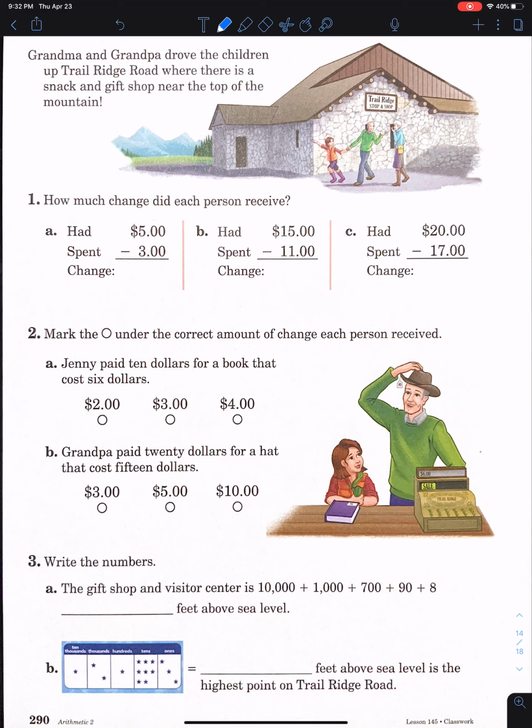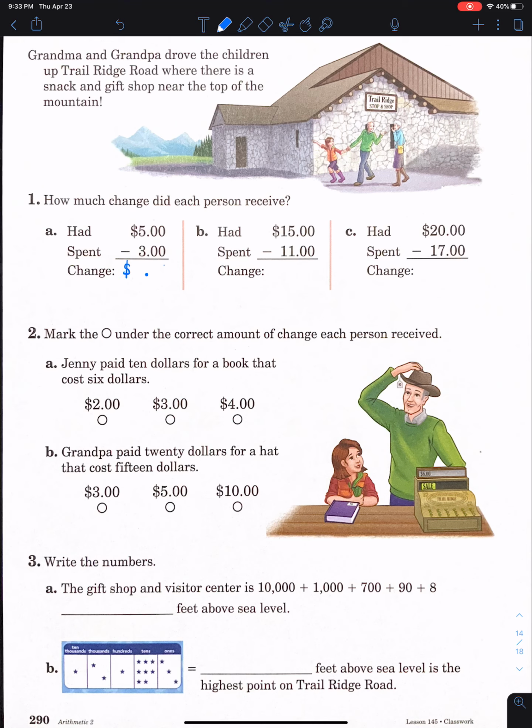Okay, so the first person had $5 and spent $3. How much money did they have left? What would the change be that they get back if they were buying a souvenir for $3 and they handed the cashier a $5 bill? How much would they get back? Well, let's do the subtraction. I always like to bring my decimal point down so I don't forget to do that.